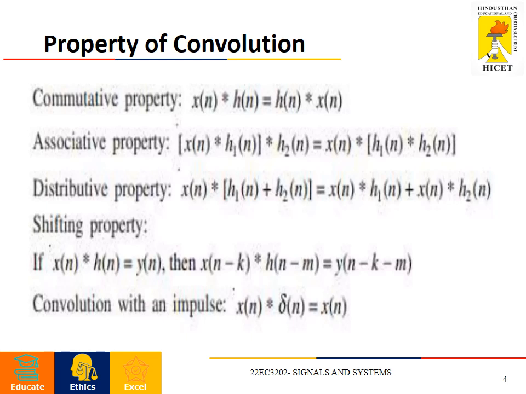The next property is the shifting property. Here in x of n, the n represents the sample which is shifted by k times, and in h of n, the n is shifted by m times. So the resultant will be y of n minus k minus m.